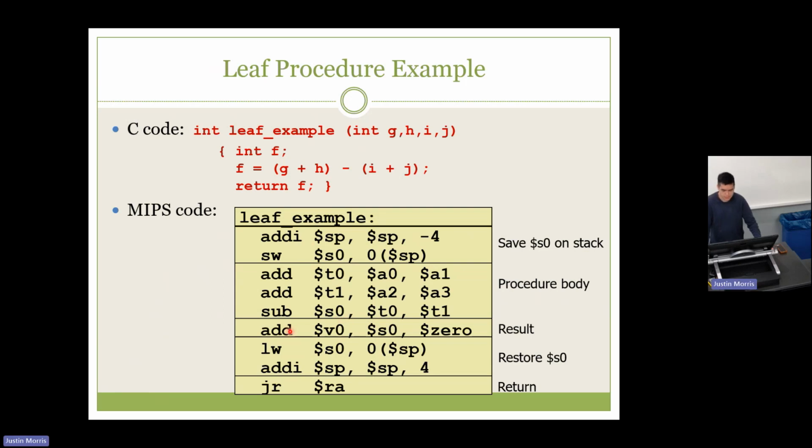And then to make sure that our result is stored, we are going to add into V0, which is the return register, our result, which is in S0, and 0. And then we're going to restore the previous value of S0, load word, stack pointer into S0, and then increment the stack pointer to now point to the new top of the stack and return. Any questions here?